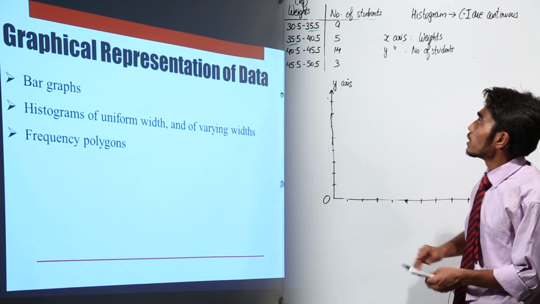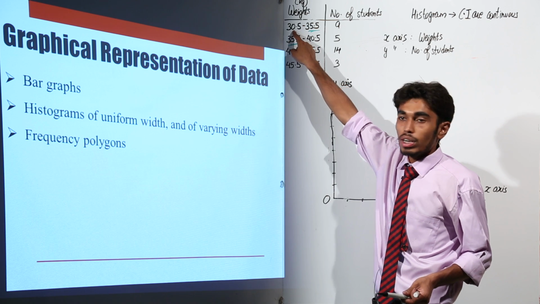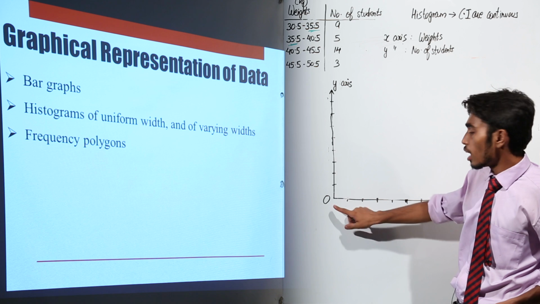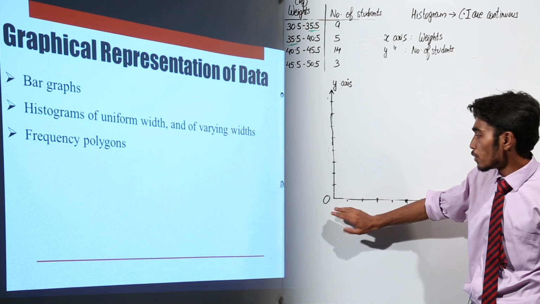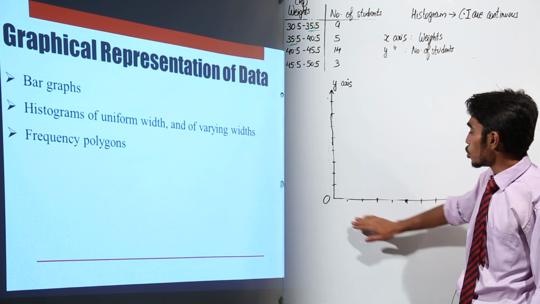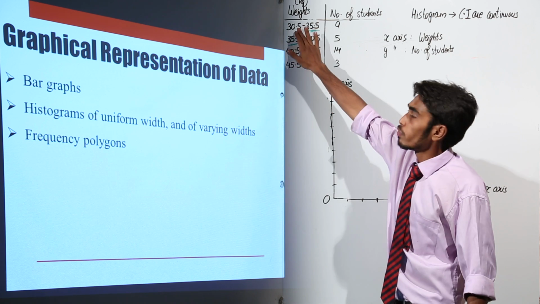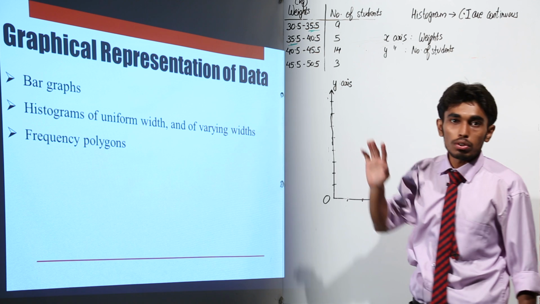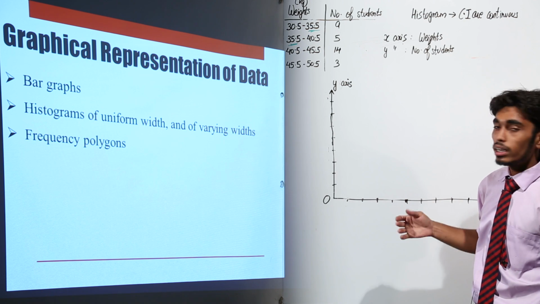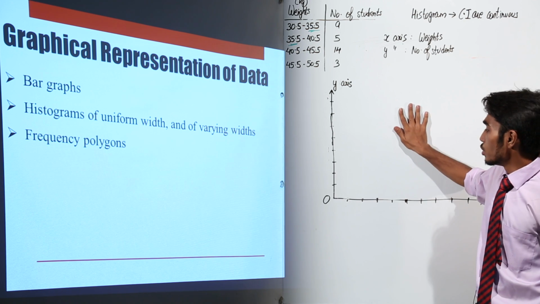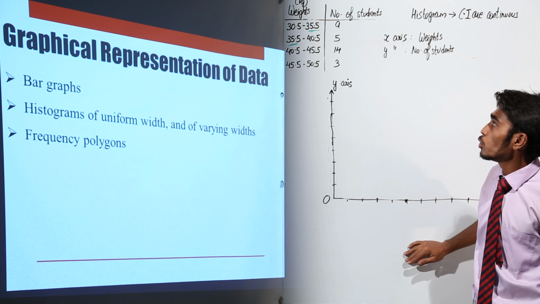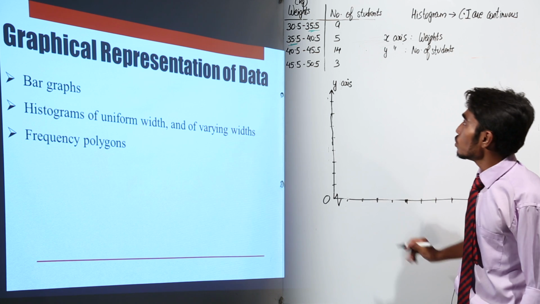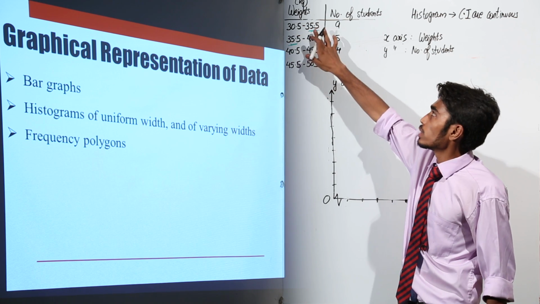So as you can see, the weights are starting from 30.5 and going up till 50.5, right? So I can see that I can't start from the origin here. If I start from the origin, then it would take so many divisions to reach 30.5, right? And as I can see, the interval is of 5 units, right? So I can't take more than 5 units as my unit on the x axis, right? So what I need to do is just get to this interval, that is 30.5 and 35.5.